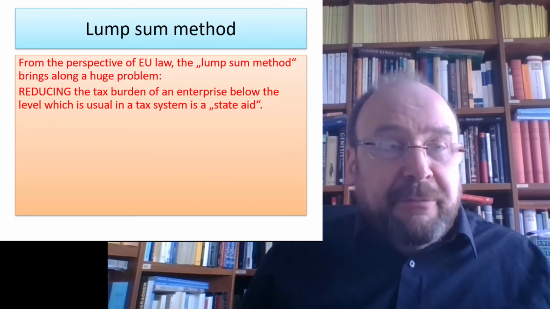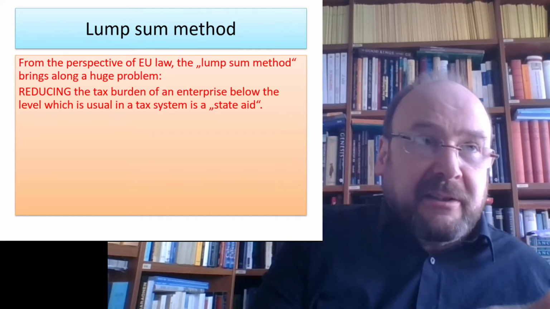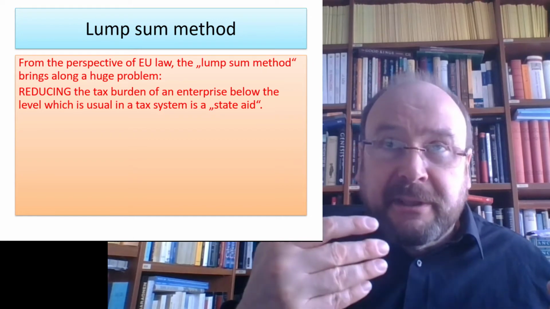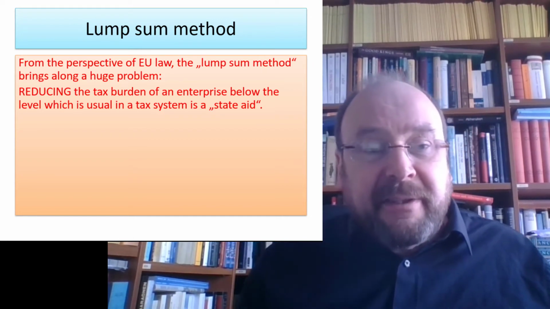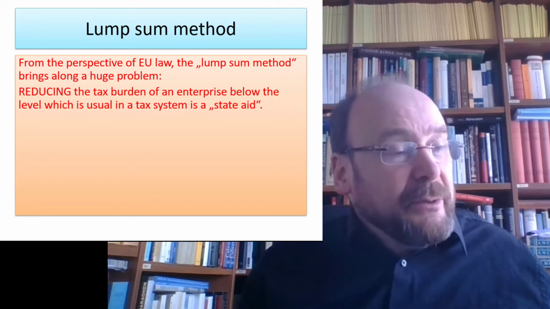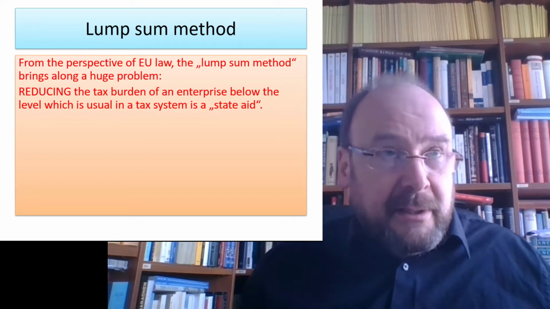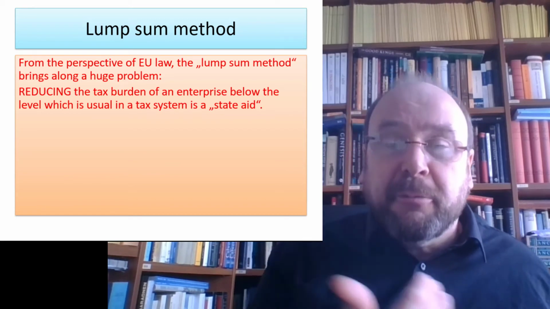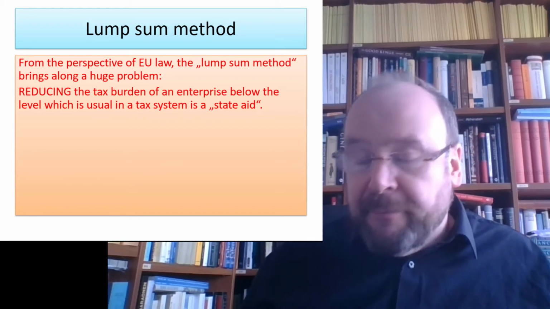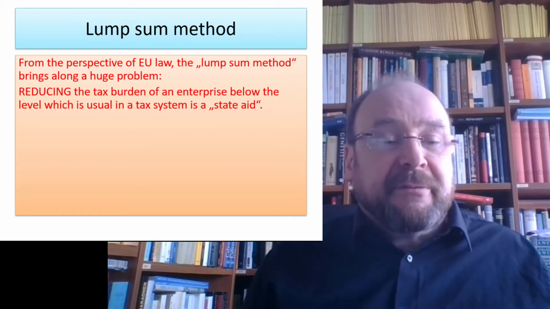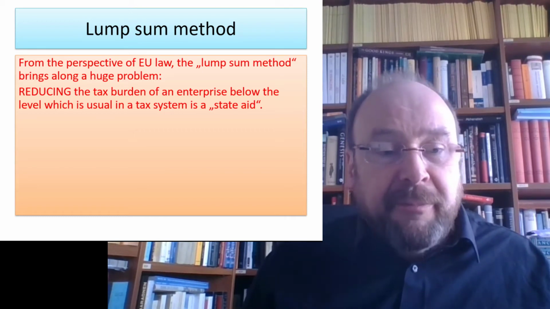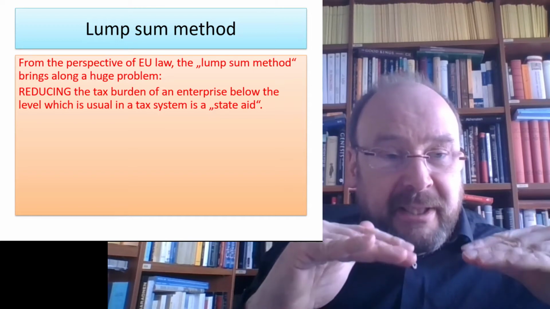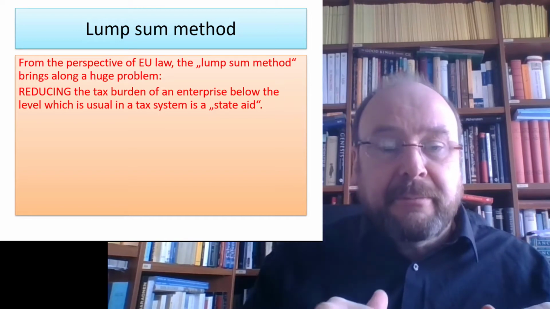Now, giving 4 million in cash to an enterprise in order to help that enterprise survive an economic crisis is naturally the same as telling the enterprise, you owe me 4 million, forget about that. Keep the money. It's absolutely the same when giving the 4 million to the enterprise. So it's absolutely clear that from the perspective of EU law, reducing the tax burden of an enterprise below the usual level is a state aid and is forbidden.